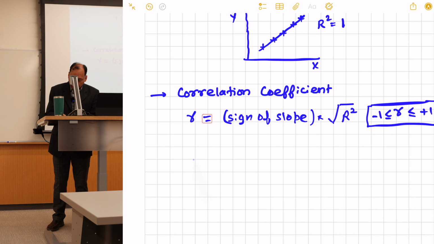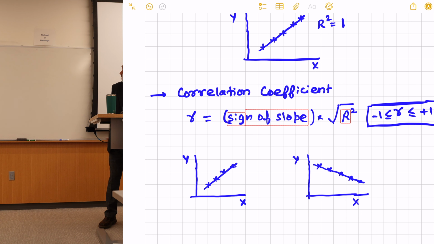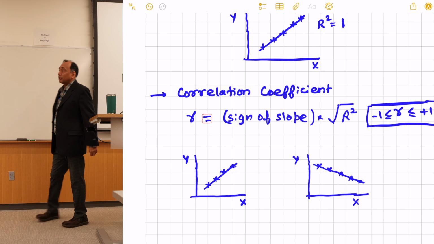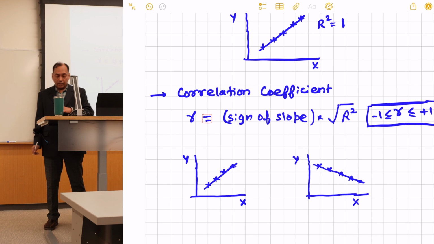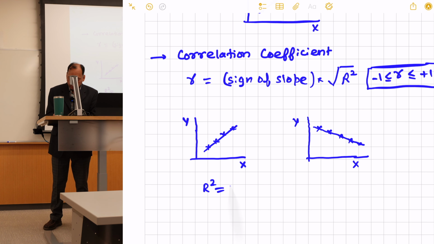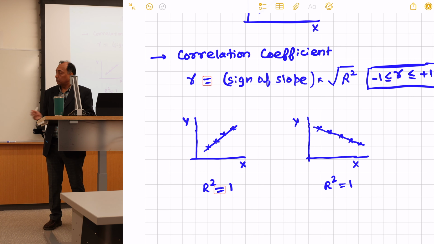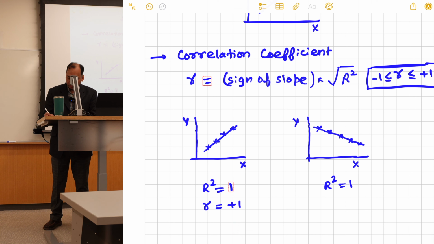So if you have a scatter plot like this, and if you have a scatter plot like this, where data points are exactly on the straight line, so that's a perfect relation between x and y, but one is positive, other is negative. So your R square in both cases will be 1 because there is no error, but your r is +1 here and r is -1 here.